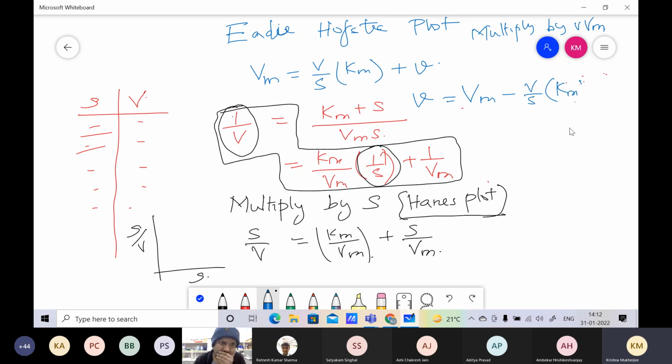Correct? Simple enough. And so what would you plot? We will plot V versus V by S. Again your intercept will be Vmax and your slope will be minus Km. And this is called the Eadie-Hofstee plot. And this is also superior to the double reciprocal plot. So these are the three plots that you make.